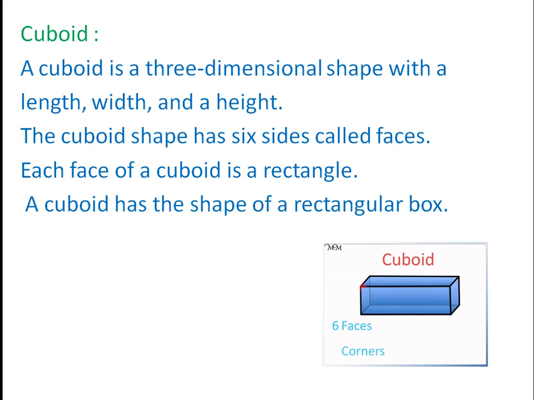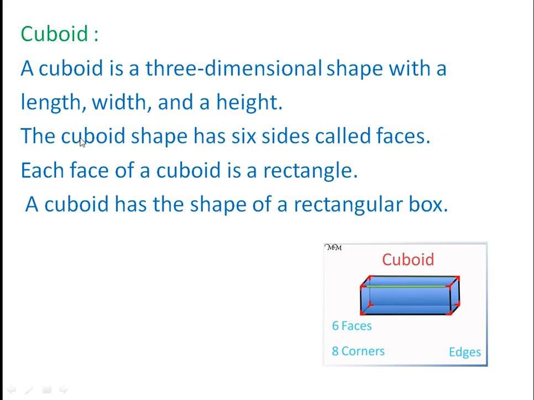First, this concept is calculating the volume of a cuboid. First we know what a cuboid is. See here, this picture is an example for the cuboid. A cuboid is a three-dimensional shape with a length, width and a height. Okay, in a cuboid we have three measures: length, width and height.